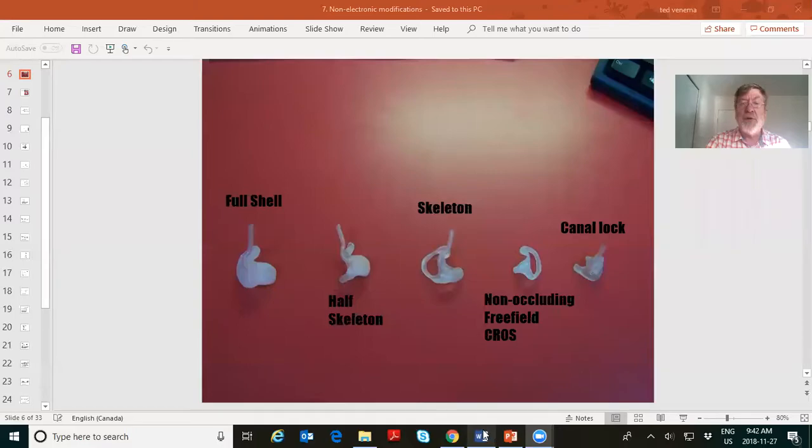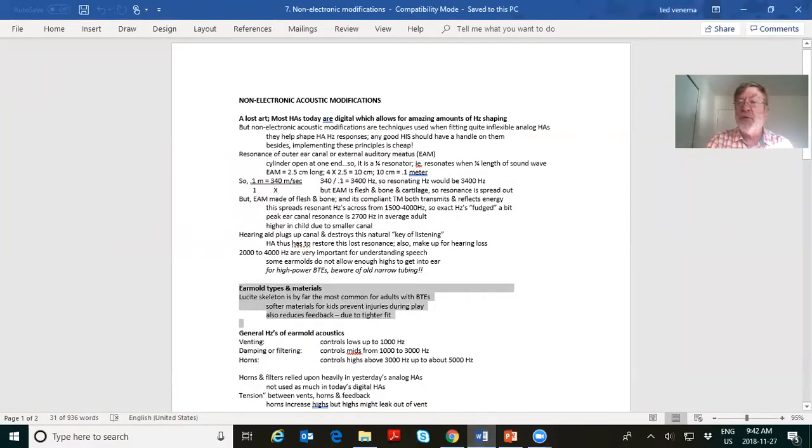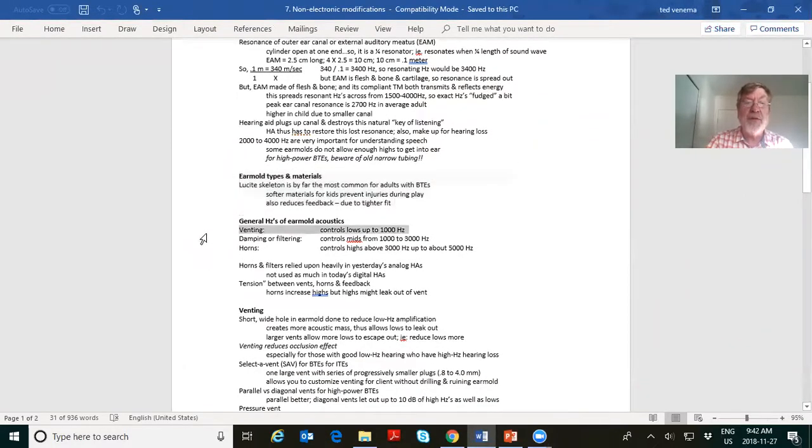All right, share screen, back to the notes. Look at the notes here. General frequencies of acoustics, ear mold acoustics. You've got venting, damping, and horns. Okay, so venting is the big one. Horns and filters were relied upon heavily in yesterday's analog hearing aids, not so much in today's digital hearing aids. There's a tension between vents, horns, and feedback. Horns increase the highs, and we'll look at them in a bit here.